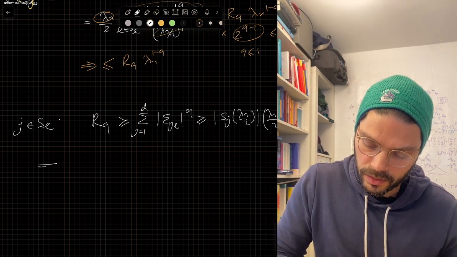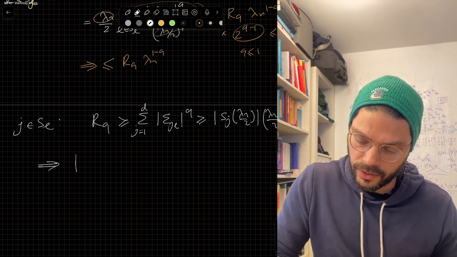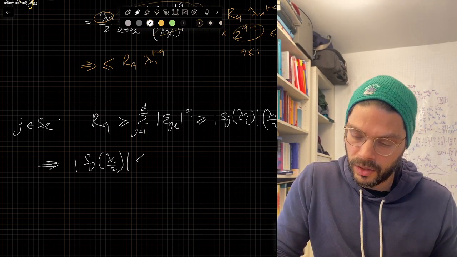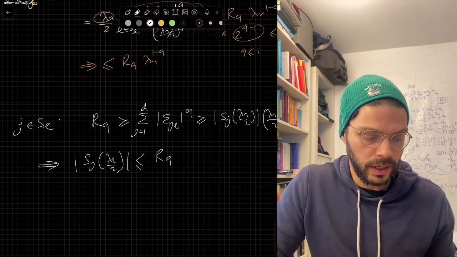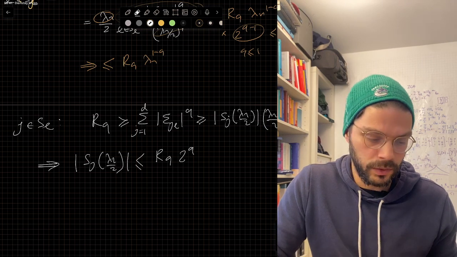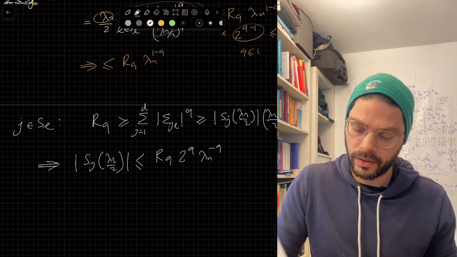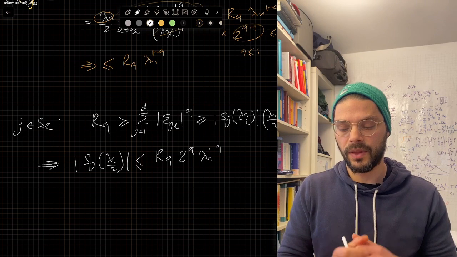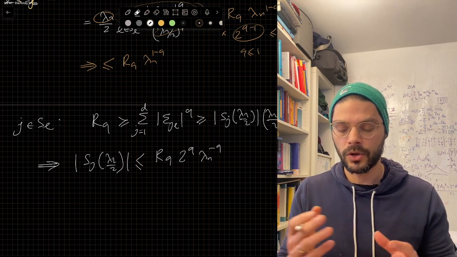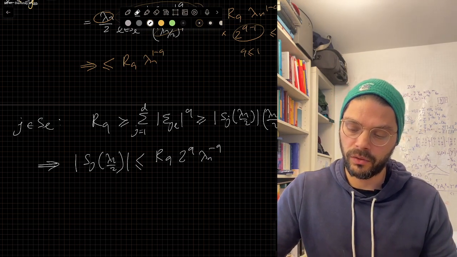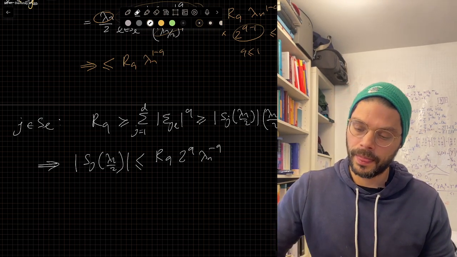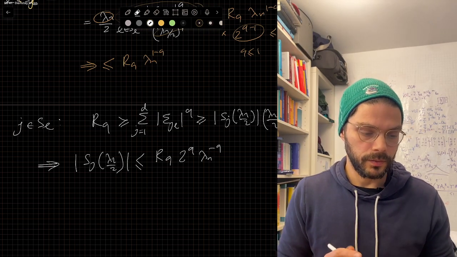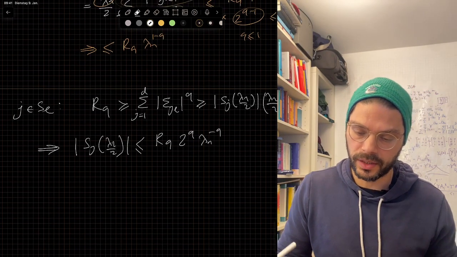So then this gives us the fact that the number of elements we have in that set, which could be anything, is going to be less than or equal to RQ times 2 to the Q times lambda n to the minus Q. So we've related now the size of these sets containing the large covariances to R of Q and our thresholding parameter. Okay, so now we've basically got our 2 bits.